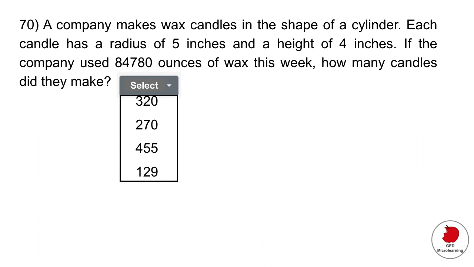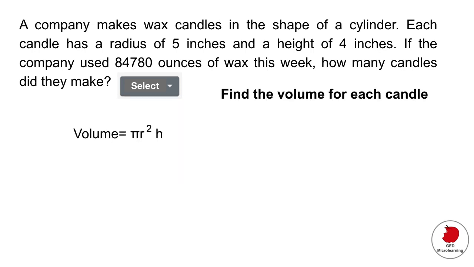Okay, you can see that it's a drop-down menu question. So essentially what you have to do is, first of all, find the volume for each candle, okay? And that's the formula for a cylinder that you're seeing there on screen. They're telling us that the radius of these candles is 5 inches and the height is 4 inches. So if you plug those numbers in, you end up with that volume, 314.